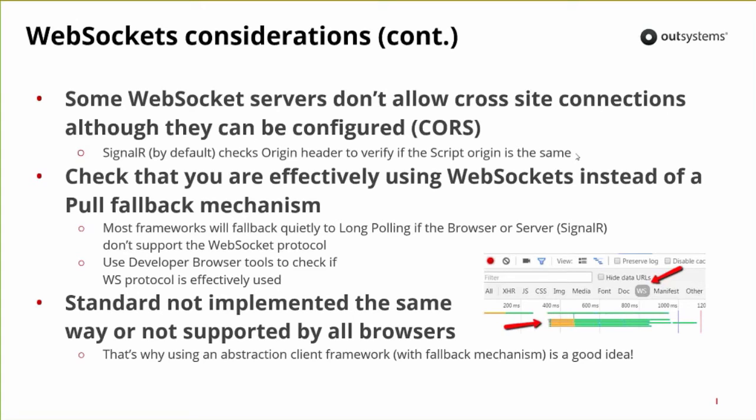This is one of the most important. You should always check if you're effectively using WebSockets instead of a fallback mechanism. Most frameworks will fall back silently to long polling techniques if the browser does not support the WebSocket protocol or if there's a misconfiguration in the server. You should always use the browser developer tools to check if the WebSocket protocol is effectively used, like in this picture here.